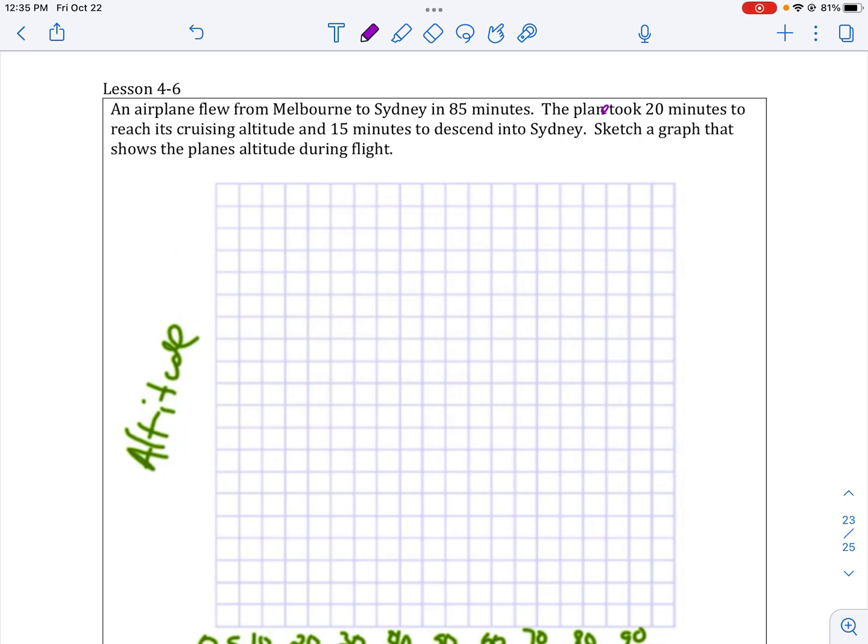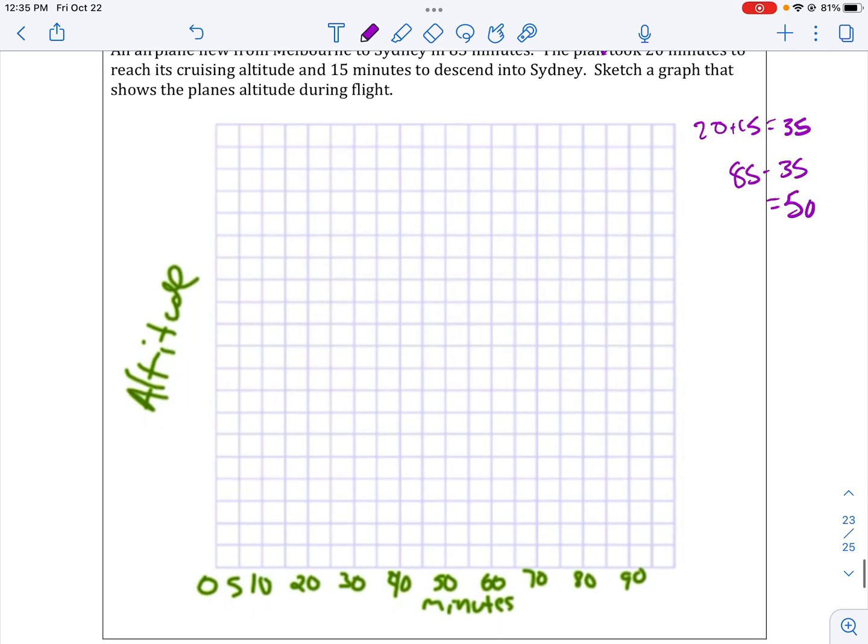So it was an 85-minute flight total, 20 minutes to ascend or reach its cruising altitude, plus 15 minutes to descend and land. That gives us a total of 35 minutes, which means if we take 85 minus 35, we were at our cruising altitude for a total of 50 minutes. So here's our graph where each line along our x-axis is worth 5 minutes.